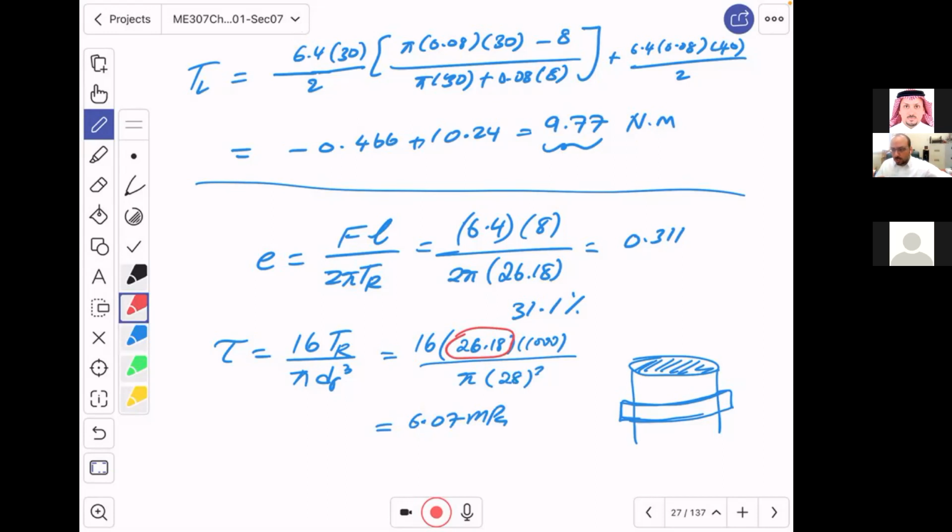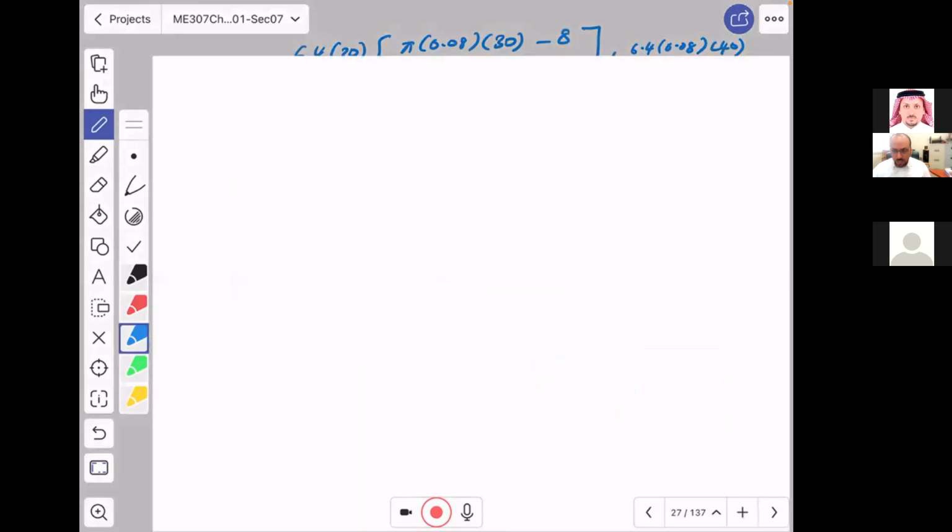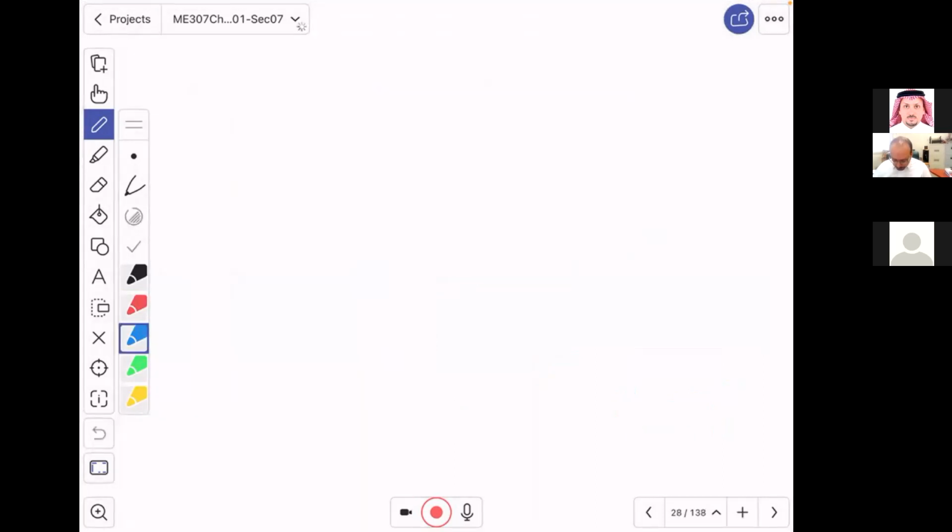And the question is, which one should we consider? It is definitely the higher one, because it's going to generate higher stresses. Lower stresses are never a problem. High stresses are the problem. So we will only use the raising torque because it is higher.